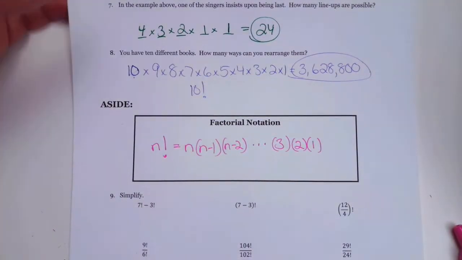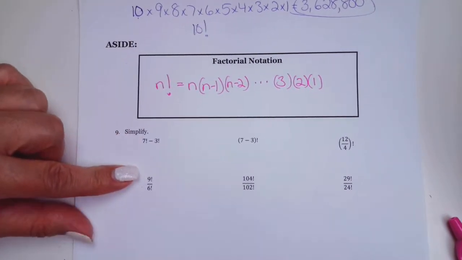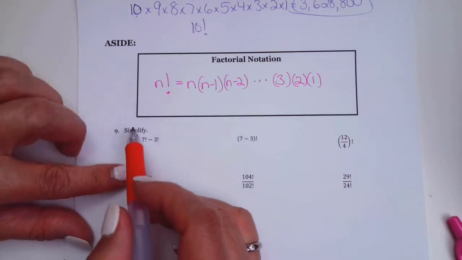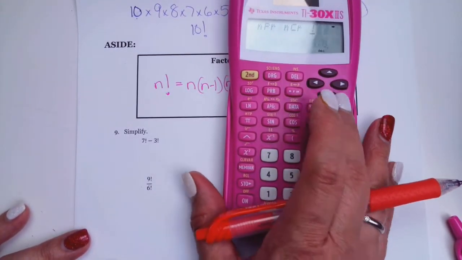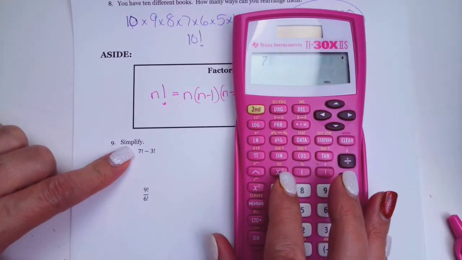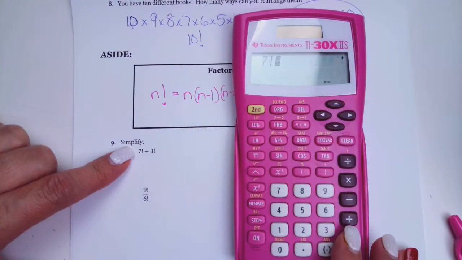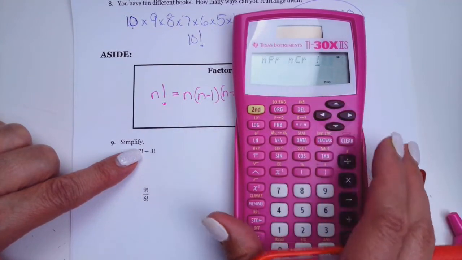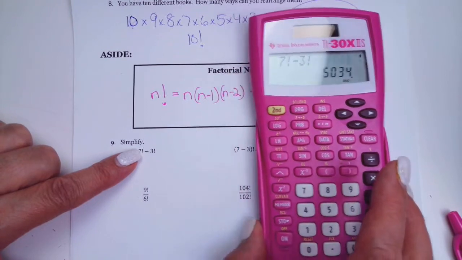Okay. So what we're going to do now is use that factorial notation to work these problems. So we have 7, and we're going to find that factorial notation, enter, minus 3, and again, enter, and now hit enter, and we get 5,034.